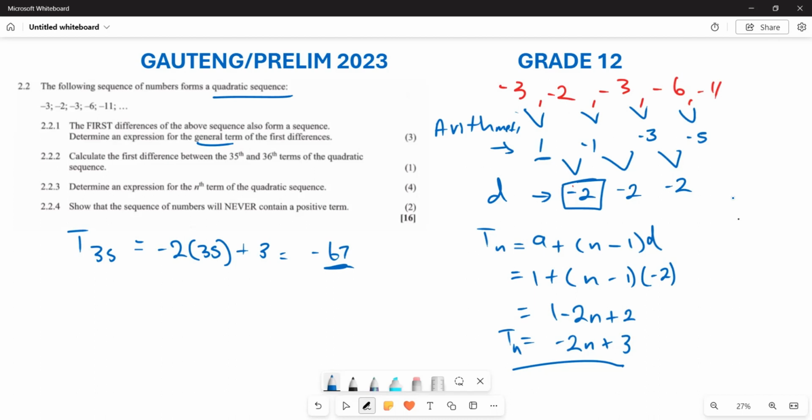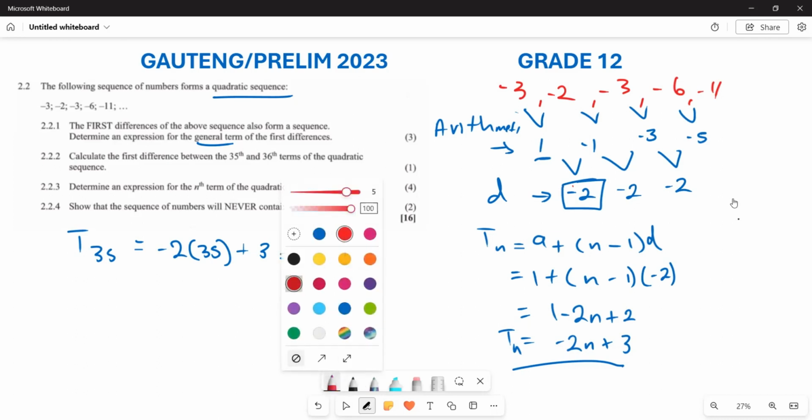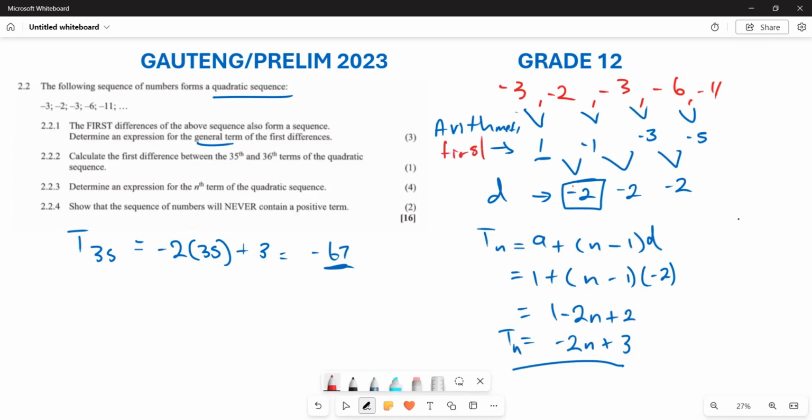They say determine an expression of the nth term of the quadratic sequence. Now, for you to determine the Tn, it's very easy, right? Whenever you want to determine the Tn, you do the first difference and the second difference. Luckily, here we've already done the first difference. This is the first difference, and this here is the second, right?